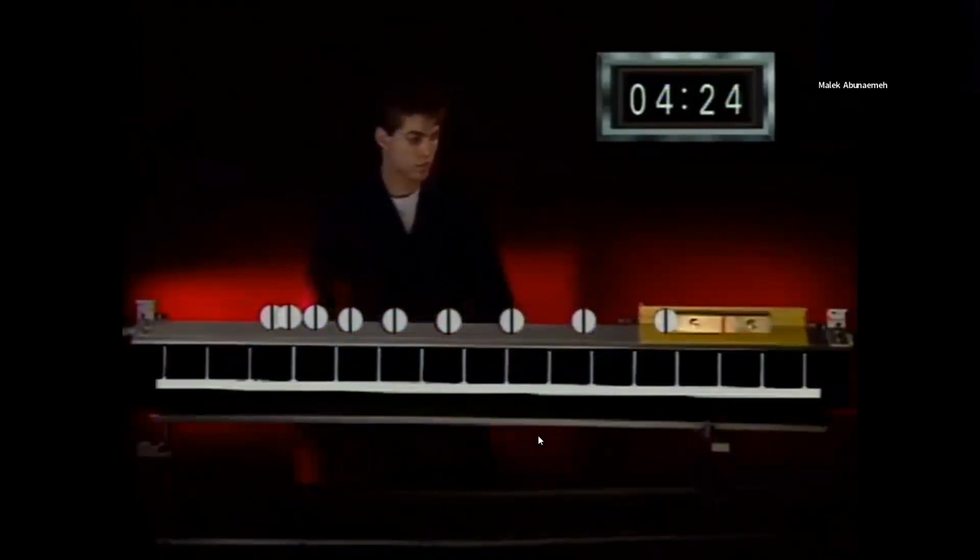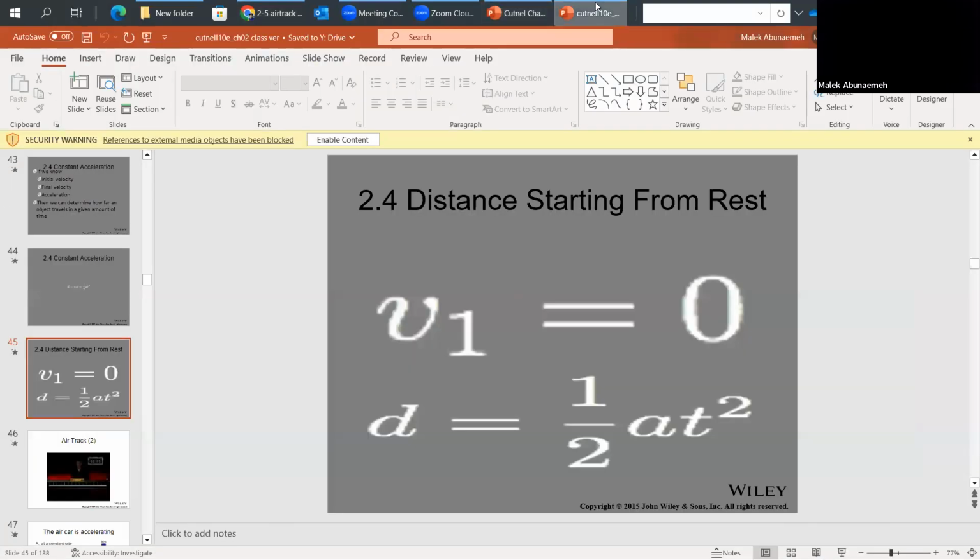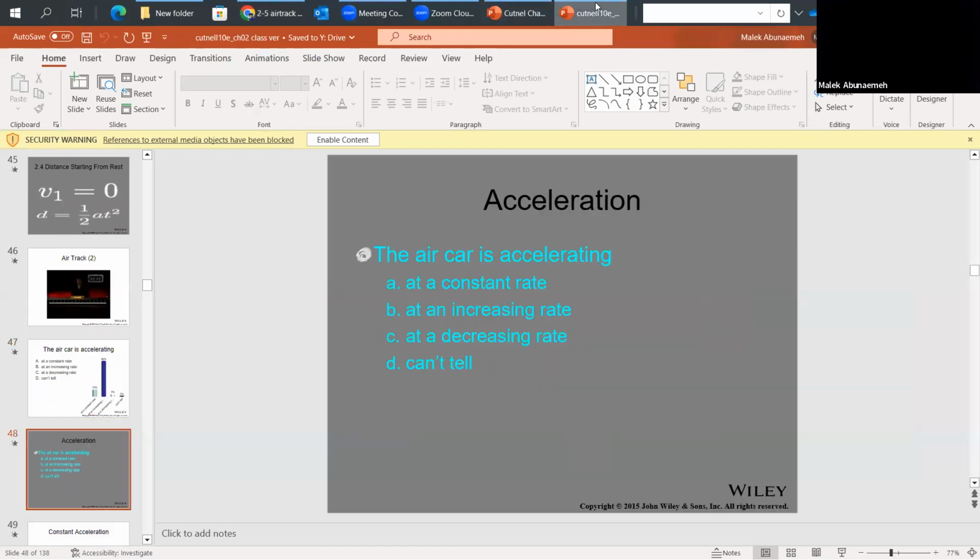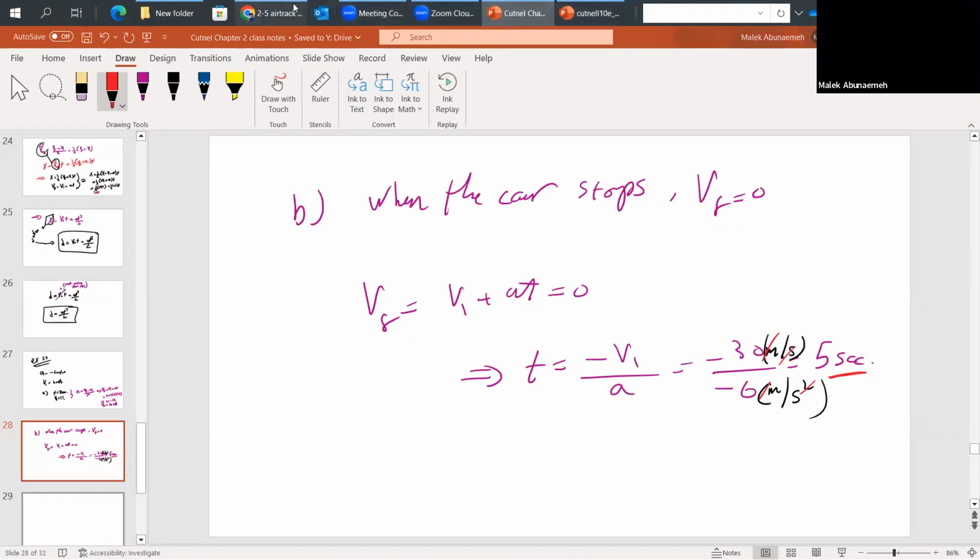What do you say about the magnitude of the glider's velocity going down? Is the glider going at a constant rate, increasing rate, decreasing rate, or can't tell? Now, remember, they added an incline. So let's go ahead and see the answer. Go ahead and lock in your answer.